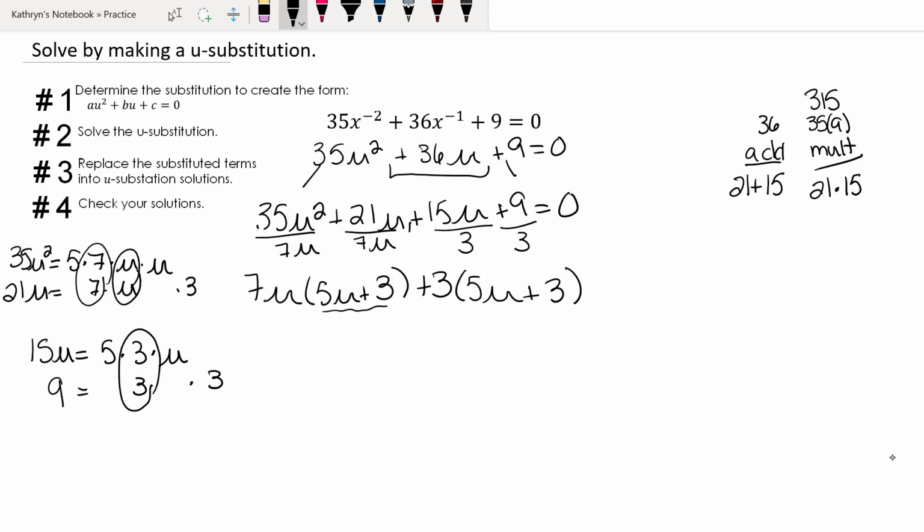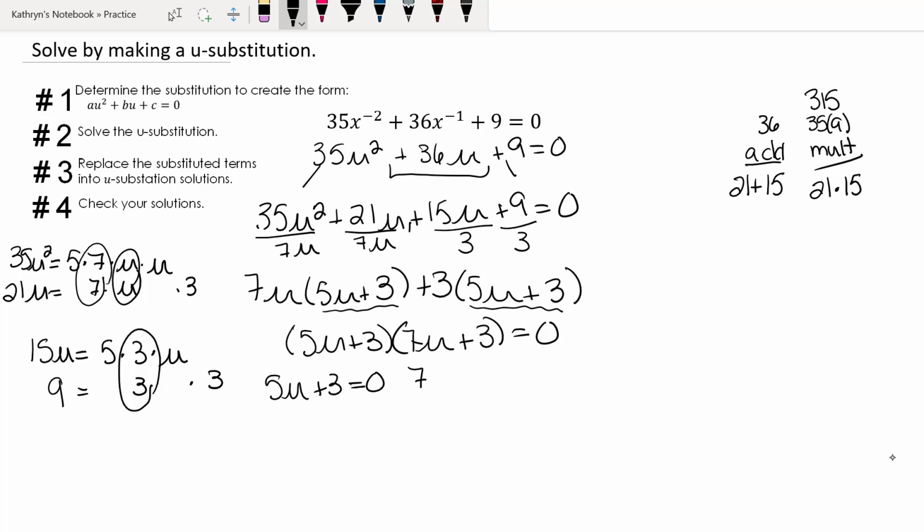Now what's really important is that these two match. If they didn't match, we did something wrong. So they did match, so let's continue. So we're going to have 5u plus 3 times 7u plus 3 equals 0. Now we're going to make each piece equal to 0. So 5u plus 3 equals 0, and 7u plus 3 equals 0.